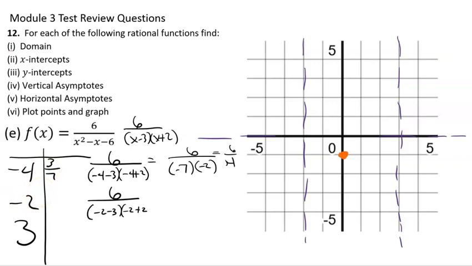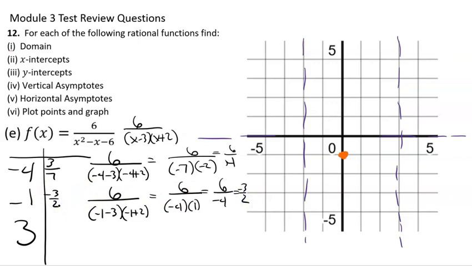But see, the good news is if you make mistakes like that often, you can catch yourself because things are just not working out like they should. Alright, -1. Here we go. -1 minus 3 times -1 plus 2. So 6 over, that's -4 times 1. 6 divided by -4 is -3/2.